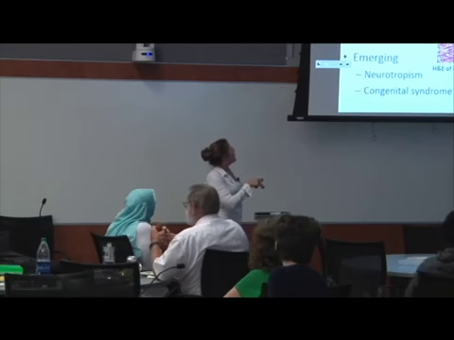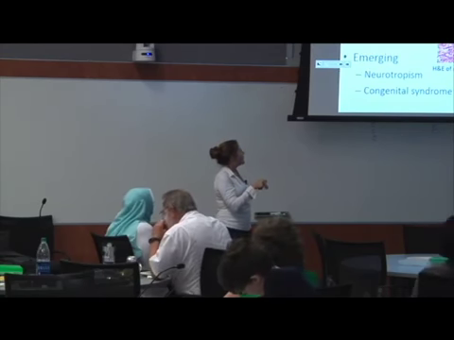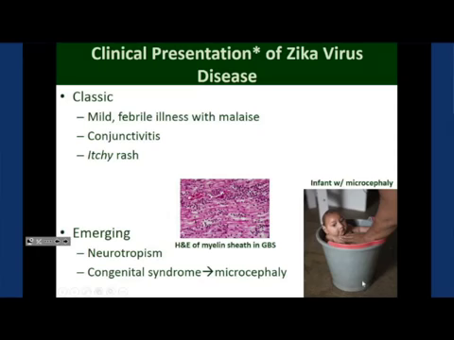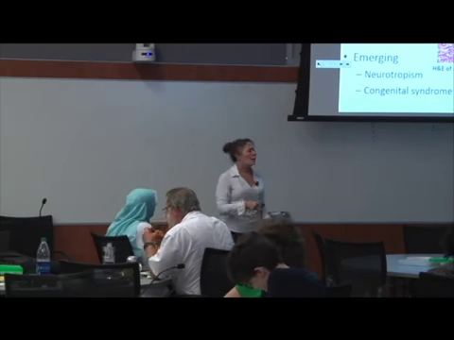in the emerging presentation of Zika virus disease, again, in addition to this, you see a neurotropism. In adults, this can present as Guillain-Barré syndrome. It can present as encephalitis or meningoencephalitis. And then with regard to placental tropism, we now see something we're calling congenital Zika syndrome, or CZS. That does not flow very well.